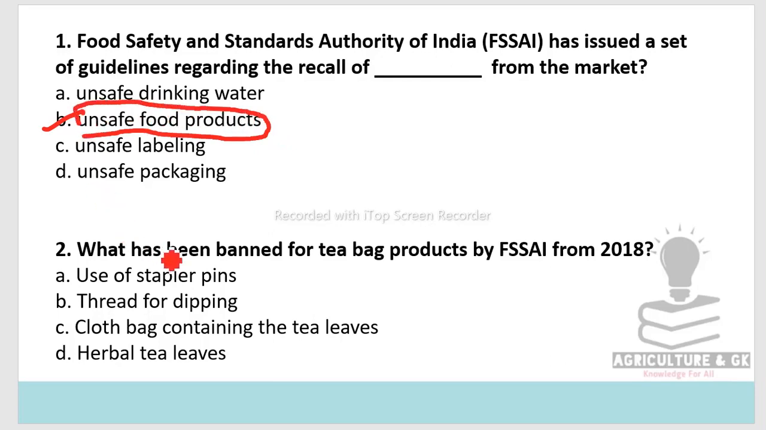Now moving next, what has been banned for tea bag products by FSSAI from 2018? Use of stapler pins, thread for dipping, cloth bag containing the tea leaves or herbal tea leaves. So which one of these has been banned for tea bag products by FSSAI effective from the year 2018? So use of stapler pins has been banned for tea bags. So our answer will be option A.